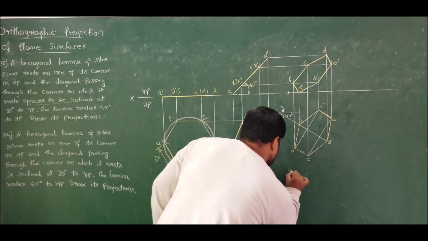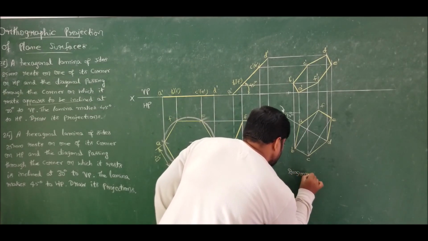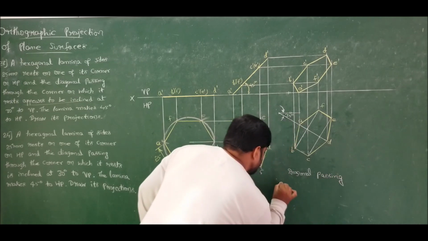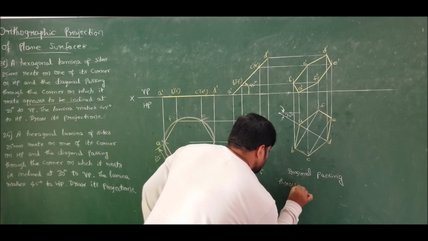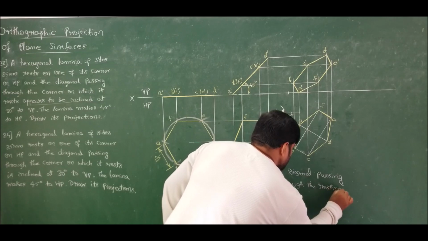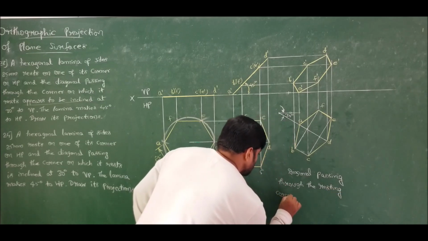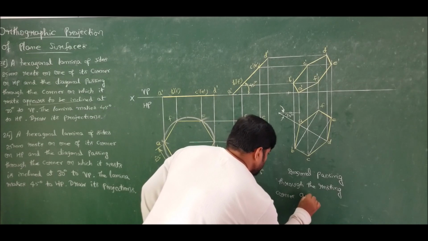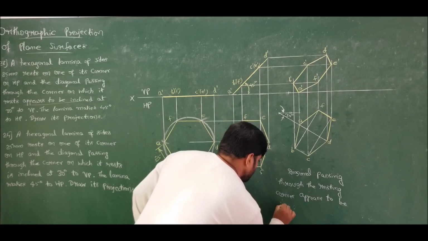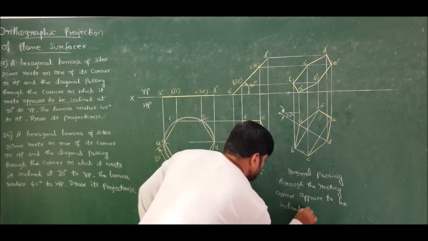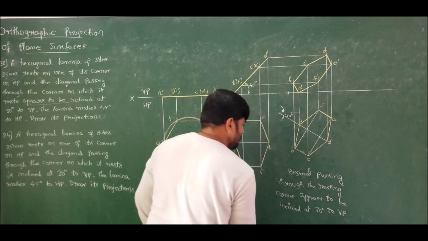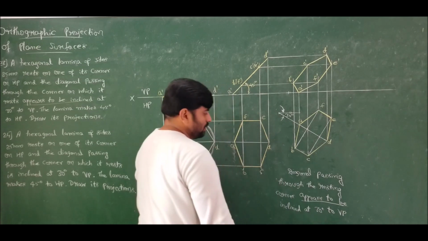So this solution is for the diagonal passing through the resting corner appears to be inclined at 30 degrees to VP. So underline the words appears to be.